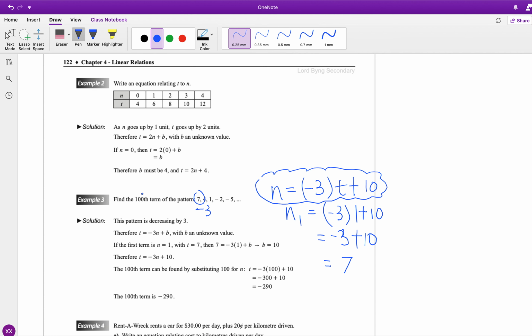Okay, so now what is it asking? Asking for the 100th term. For the 100th term, I just multiply by 100 here. So n100 equals -3 multiplied by 100 plus 10. That is -300 plus 10, which becomes -290. See? When we get to term 1, term 2, term 3, term 4, term 5, and so on, by the 100th term, that value is -290.